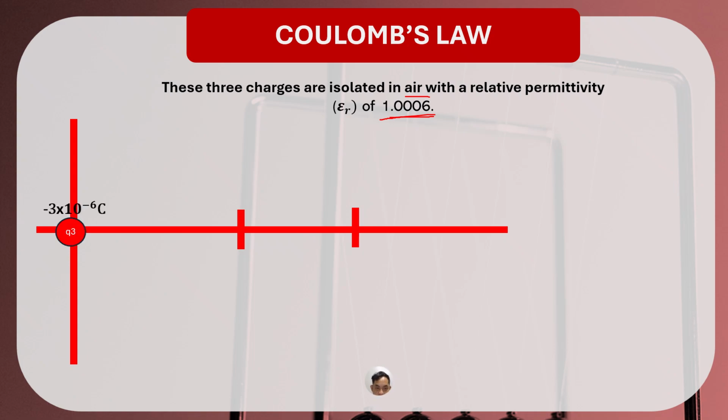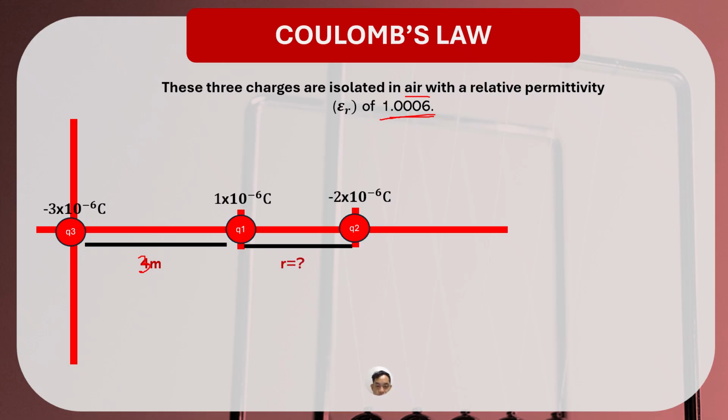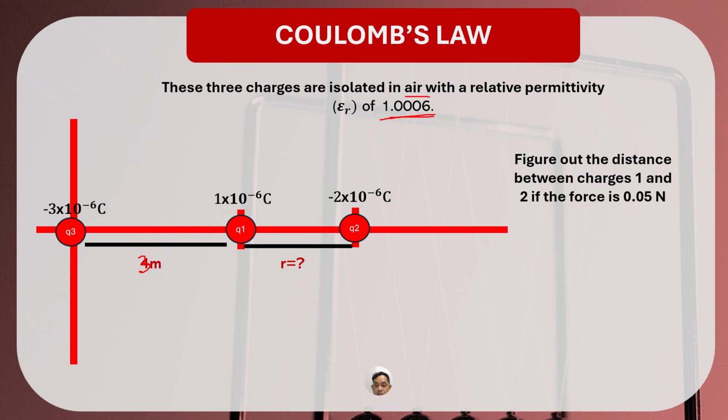So these are charges like charge 3, that's the value, charge 1, that's the value also, and charge 2, that's the value. And then the distance between charge 3 and charge 1, I have a mistake on this. It must be 3 because I already prepared the solution and I used 3 meters instead of 4. So we will change it right away. And we have the unknown radius or distance between charge 1 and charge 2. Our task is to figure out the distance between charge 1 and 2 if the force is 0.05. So the Coulomb's force is already provided between the interaction of charge 1 and charge 2.